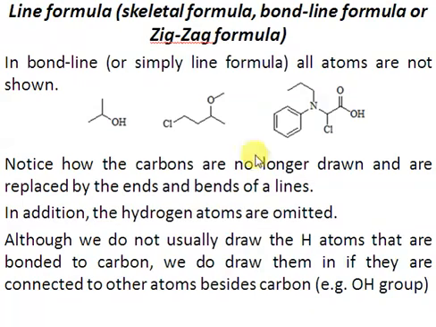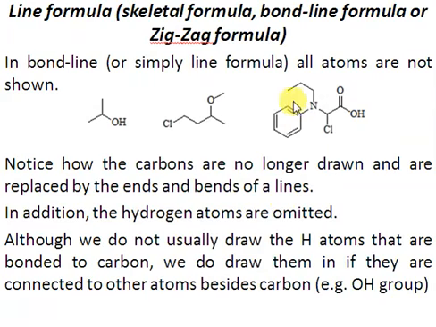So again, this is the terminal. So this methyl is terminal. Since it's terminal, it has a methyl group here, right? And since it's also terminal, we have a methyl group here. So in this way we can write the line formula and zigzag formula.